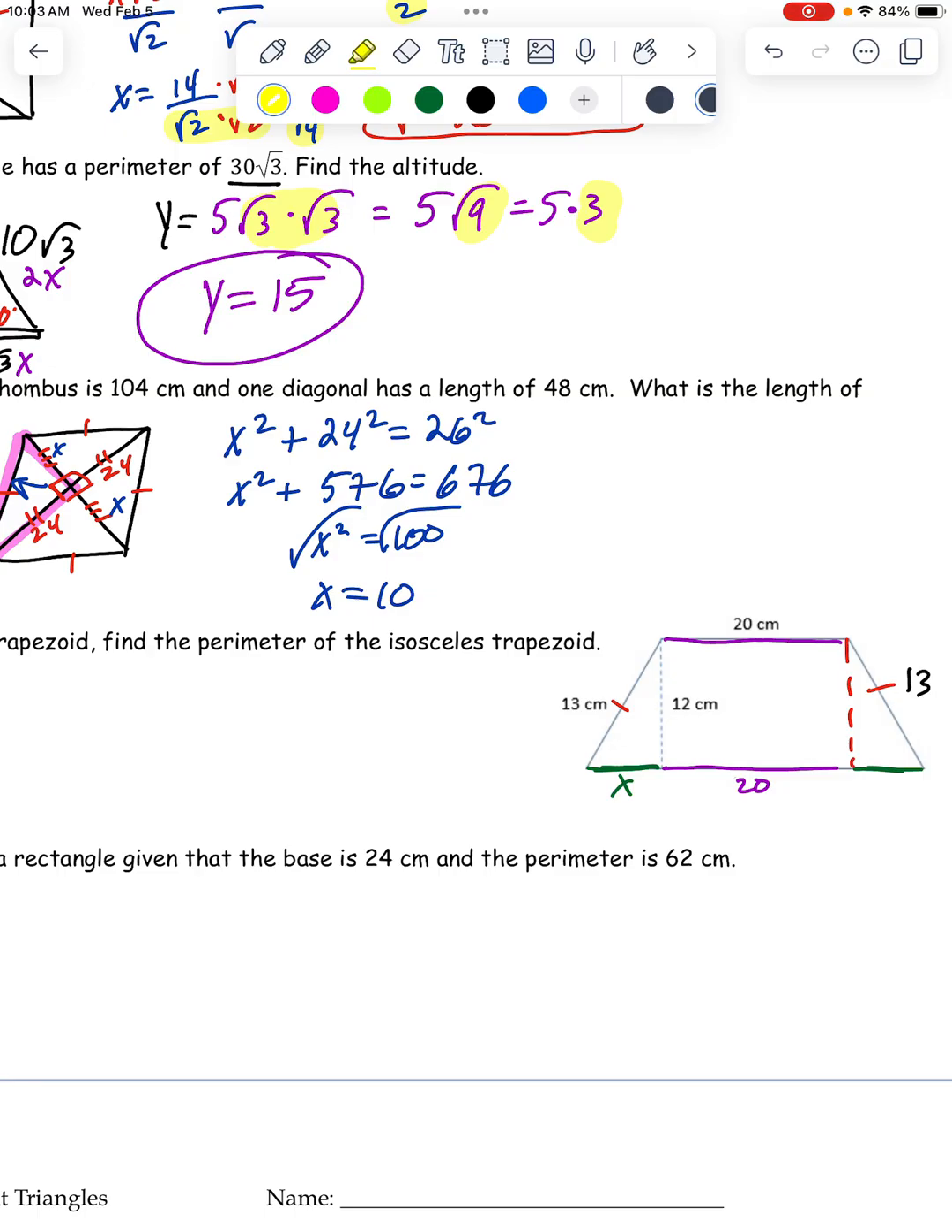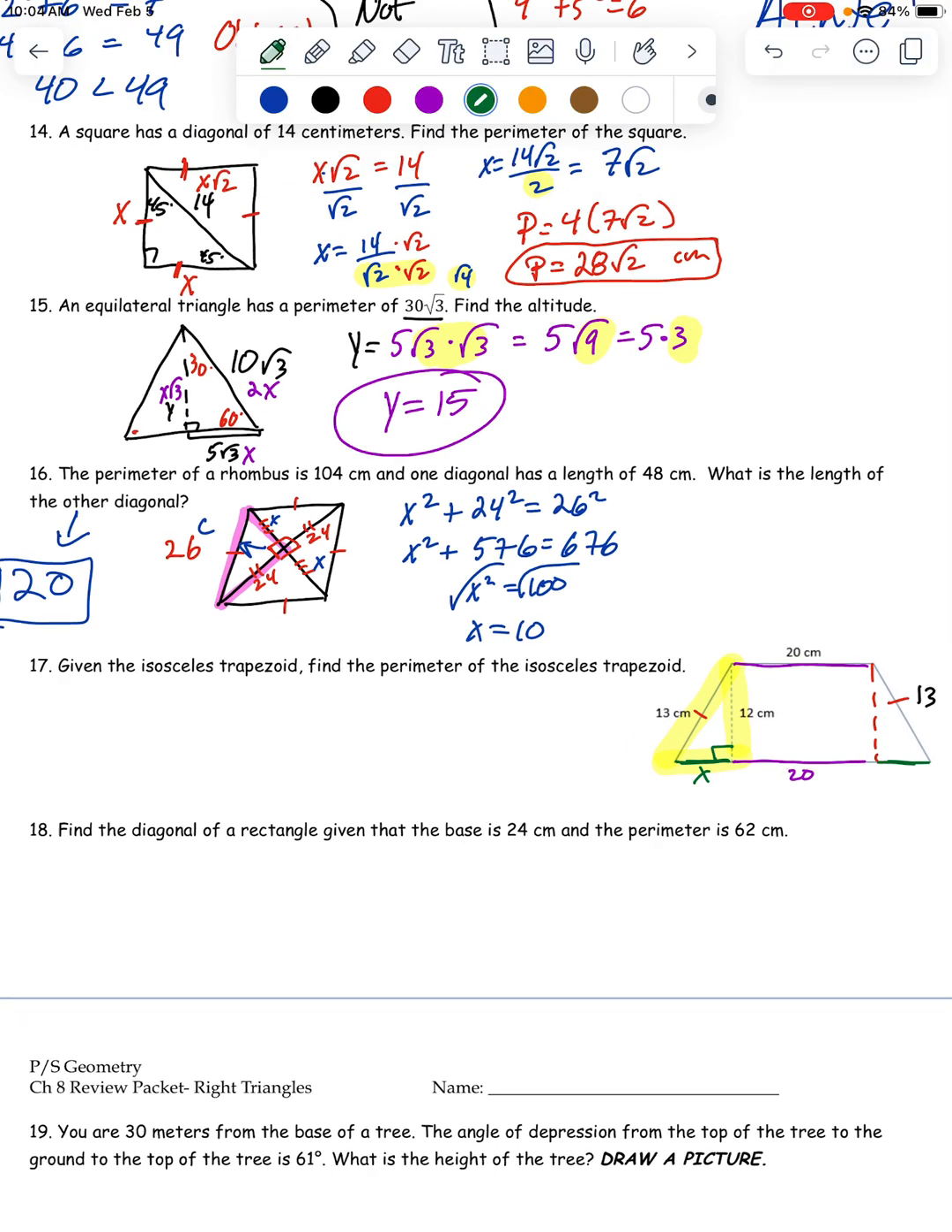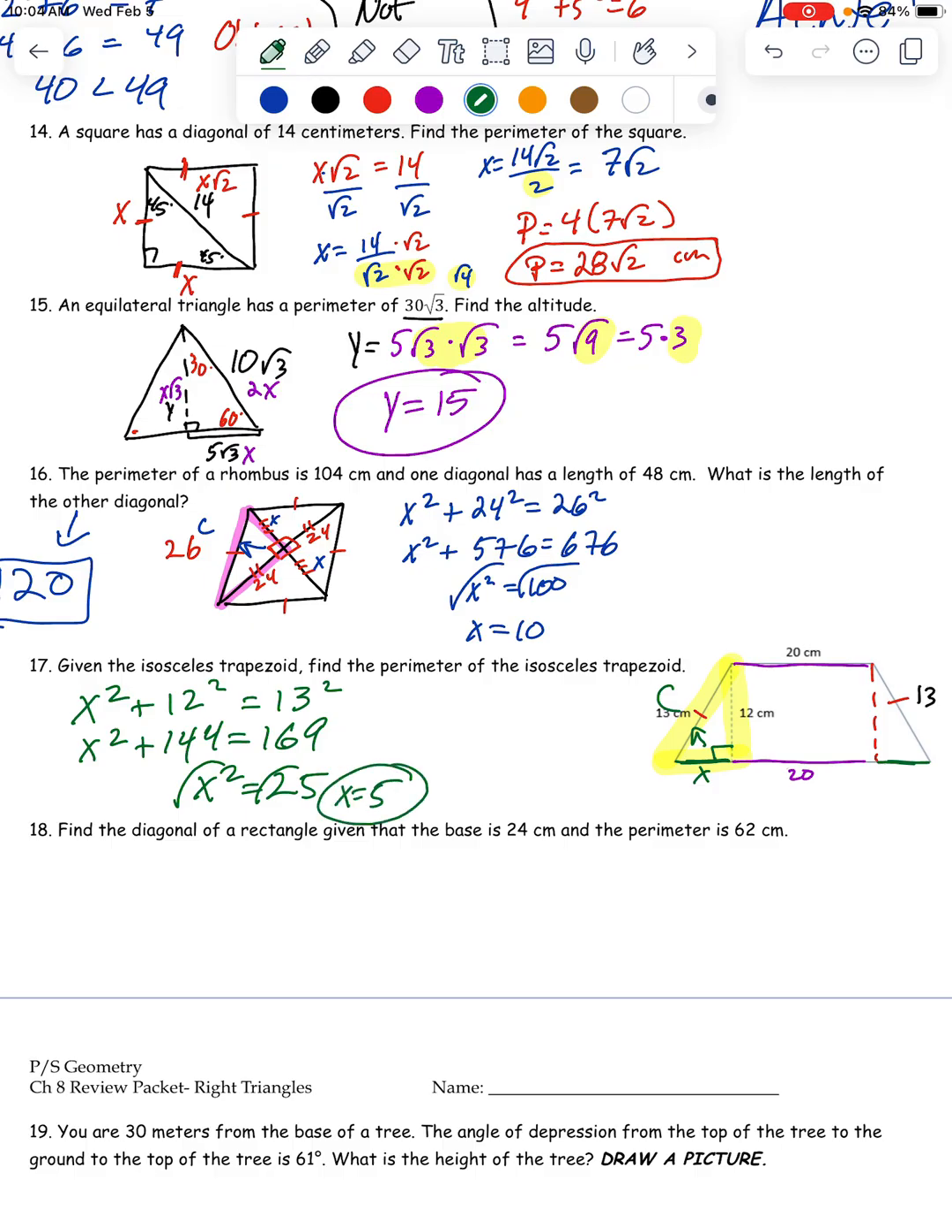Well, look. Right there, there is a right triangle. So if I got a right triangle, I have 2 sides of my right triangle. I want to find the third side. Guess what I'm going to use? You guessed right. I'm going to use the Pythagorean theorem, with the 13 as my C. Look, X squared equals 25. Square root, X equals 5.